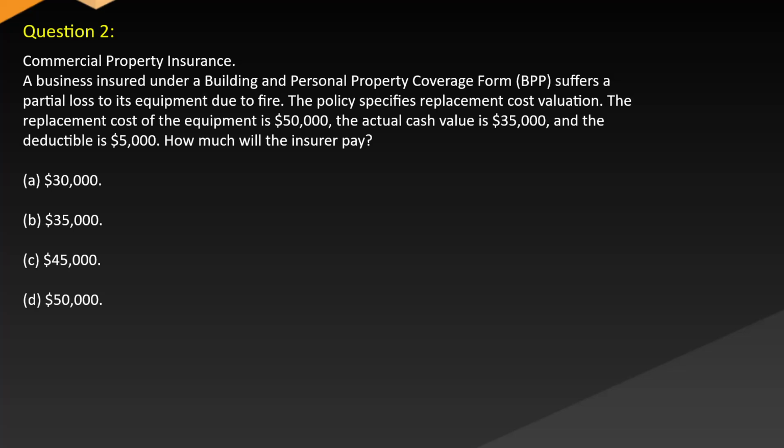Question 2. Commercial property insurance. A business insured under Building and Personal Property Coverage, BPP, suffers a partial loss to its equipment due to fire. The policy specifies replacement cost valuation. The replacement cost of the equipment is $50,000, the actual cash value is $35,000, and the deductible is $5,000. How much will the insurer pay? A. $30,000. B. $35,000. C. $45,000. D. $50,000.